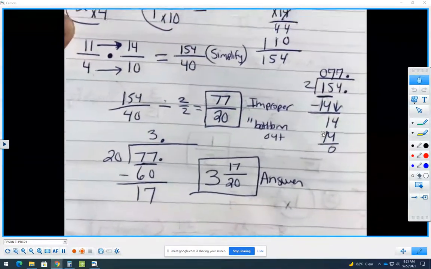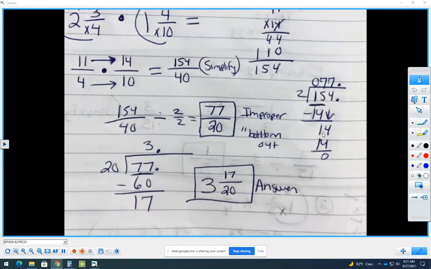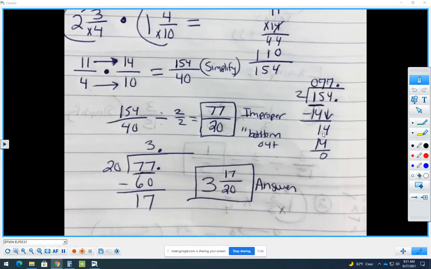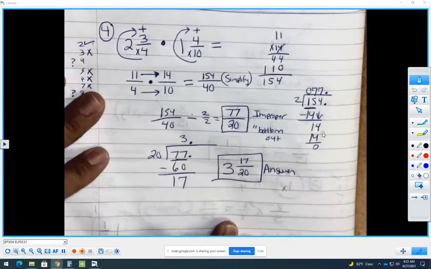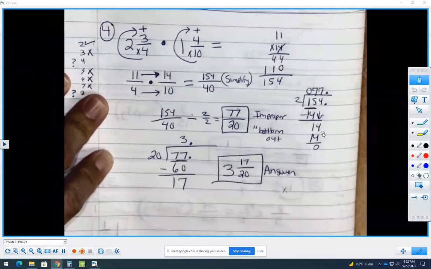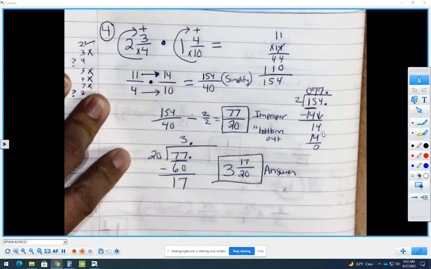Questions with that one? A lot of work on that one. We have to do a lot of work. We have to first figure out the strategy, then we have to simplify, then we have to put it back to mixed number because we don't want an answer to be improper. Questions with multiplying fractions?